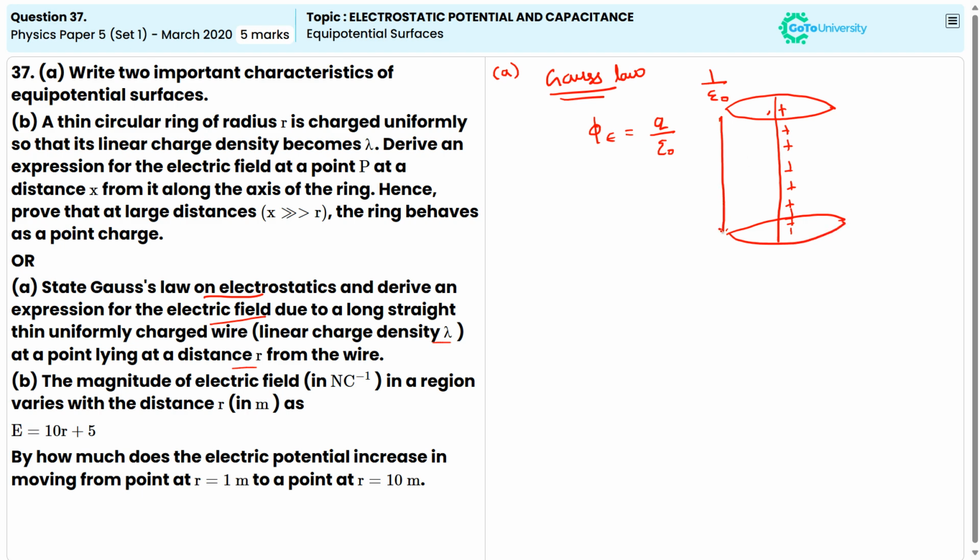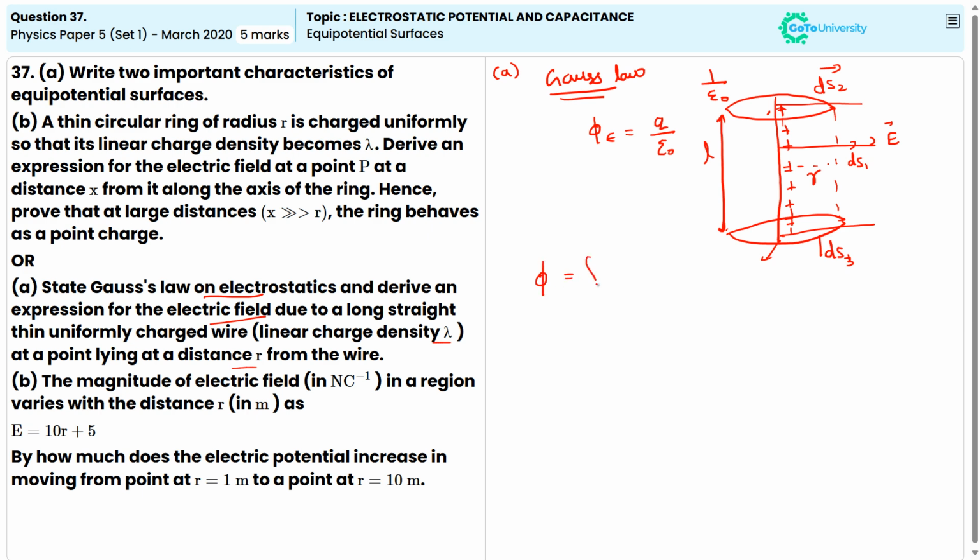Let's take the length of the wire as L. This is dS1, and this is the radius r, and this is dS2, this is dS3. So this is a uniform thin wire. So let the charge be uniformly distributed on the wire. So we have taken the charge here.